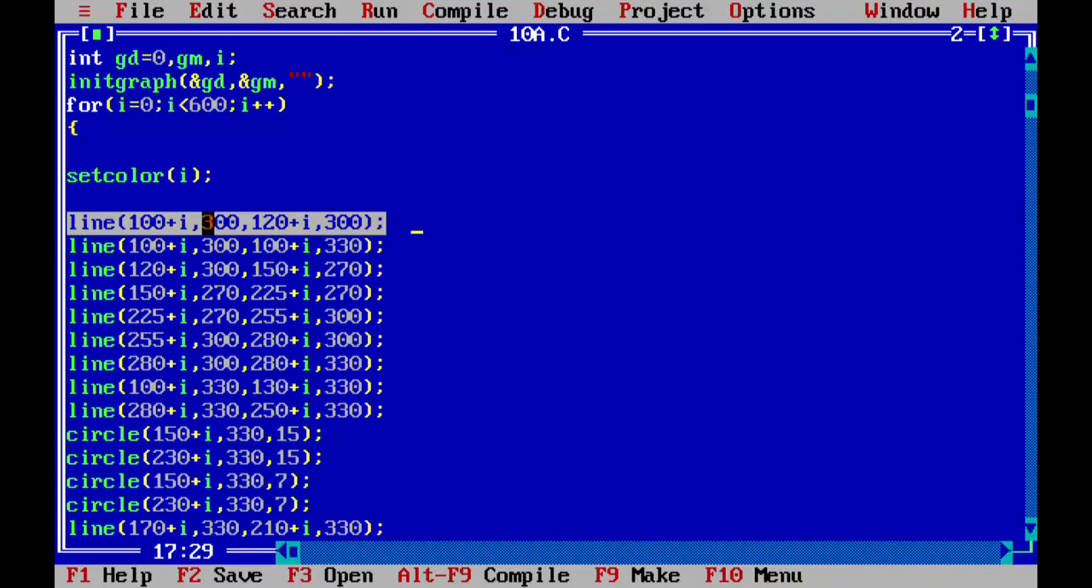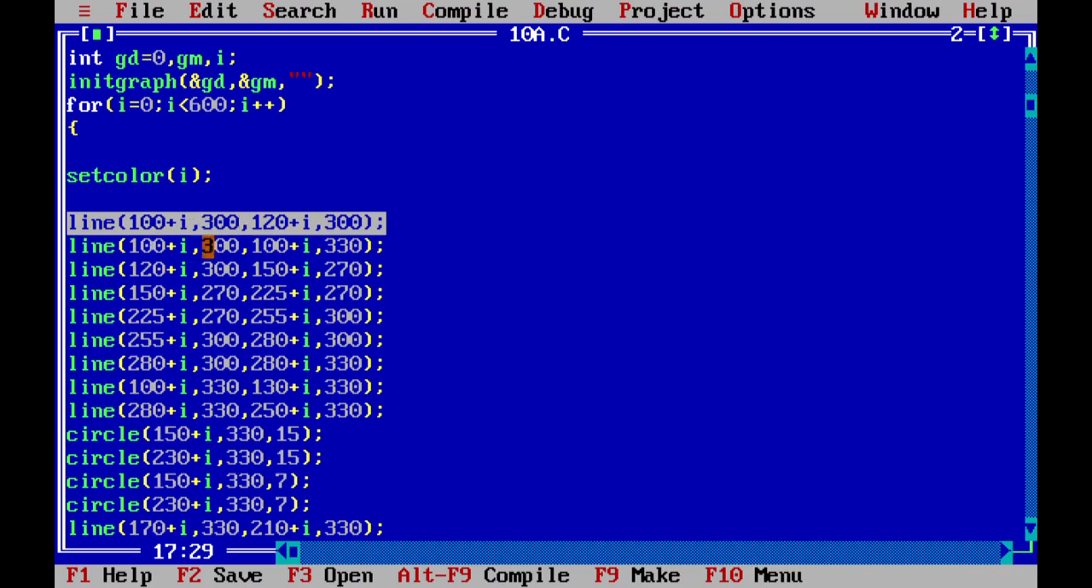The car is made up of lines and circles. The ready-built line and circle functions are available in the C language. I'm going to use these line and circle functions. The line is going to take the starting point and the ending point.